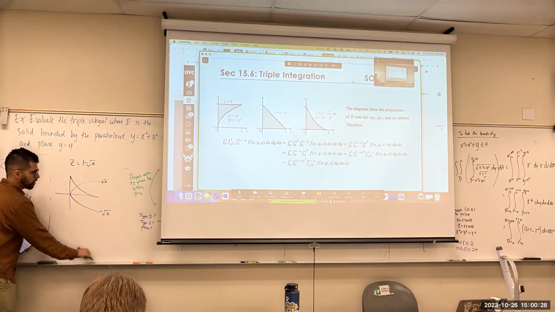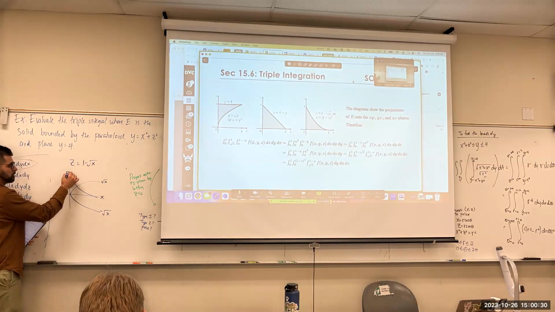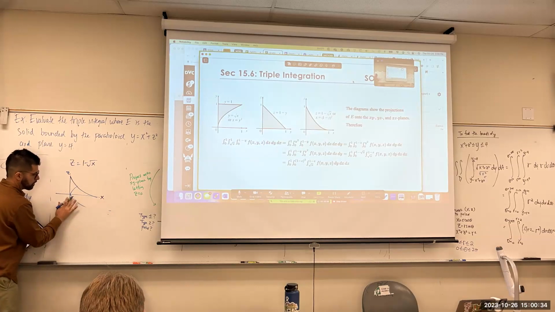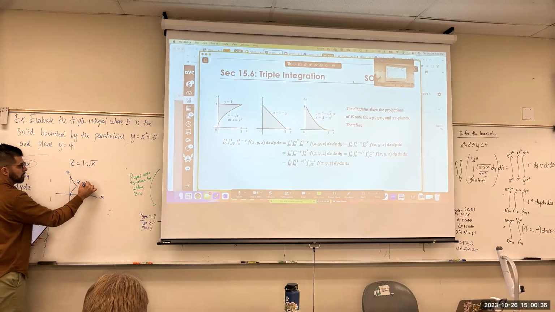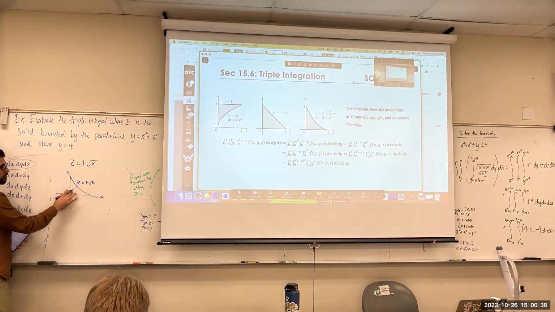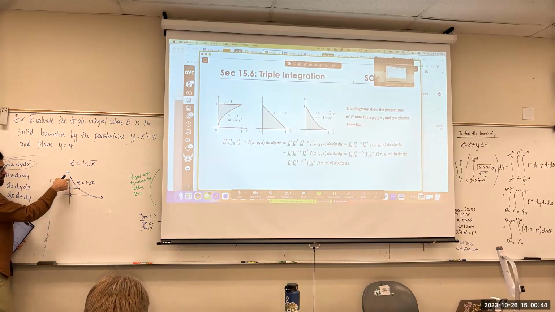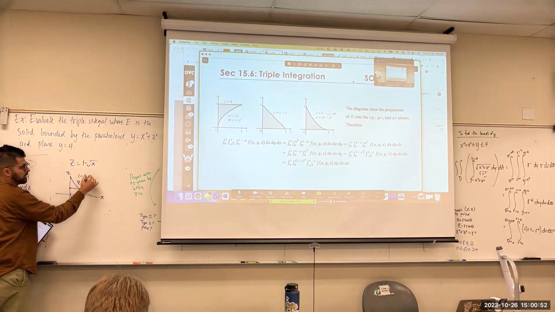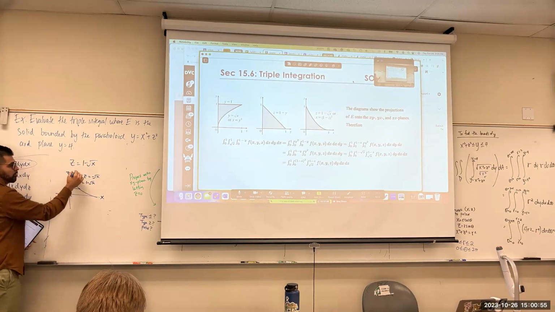Or it depends, because you're on the XZ plane. Where this is z equals 1 minus root x. So if you want to bound x, it will be bounded by 0, and then you have to isolate x for this one. Yeah, so you have to do 1 minus z, and then square both sides.